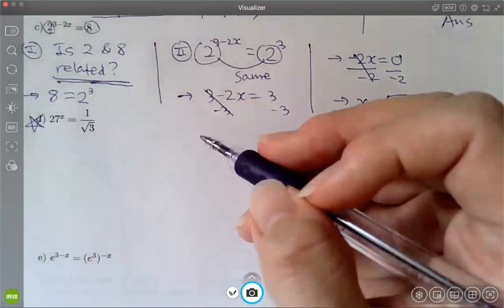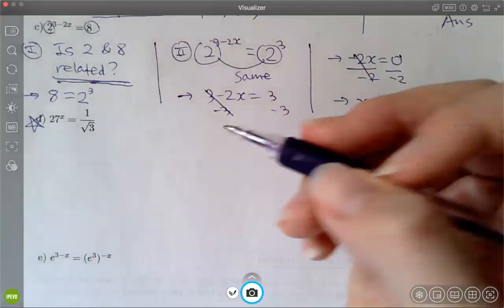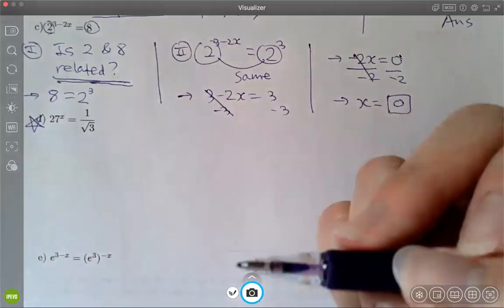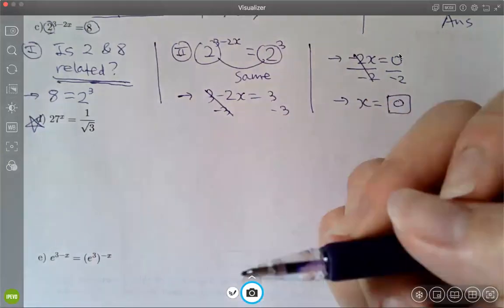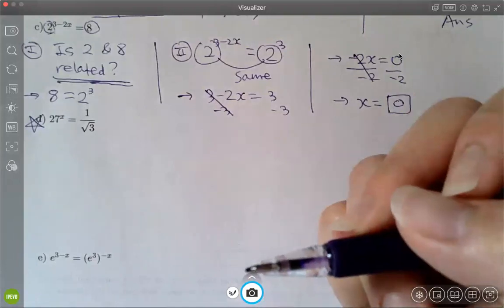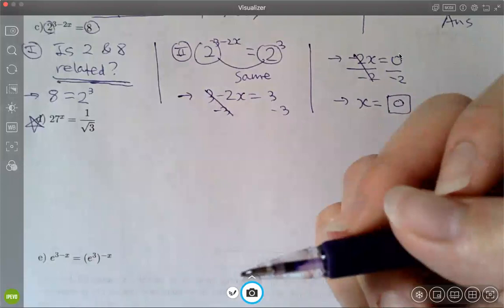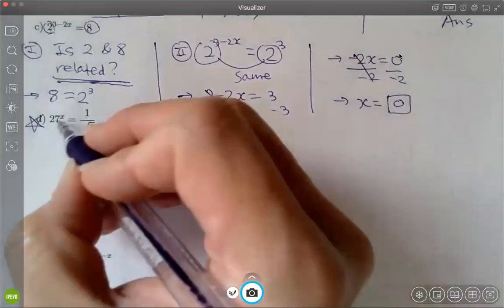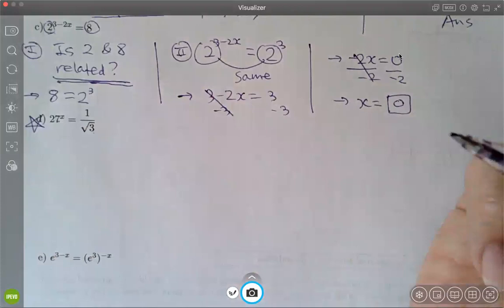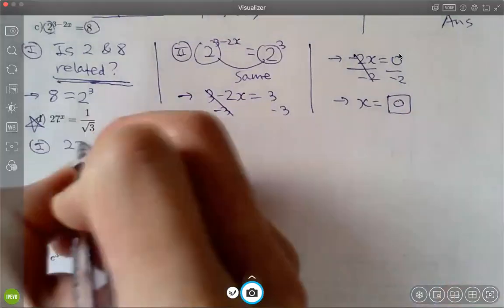Okay, so are 27 and square root of 3 related? And usually that gives people a little bit of trouble. So let's go even more basic. Are 27 and 3 related? And for that, people usually can answer pretty easily. And the answer is obviously yes, right? Okay, yeah. So let's look at 27 and 3.